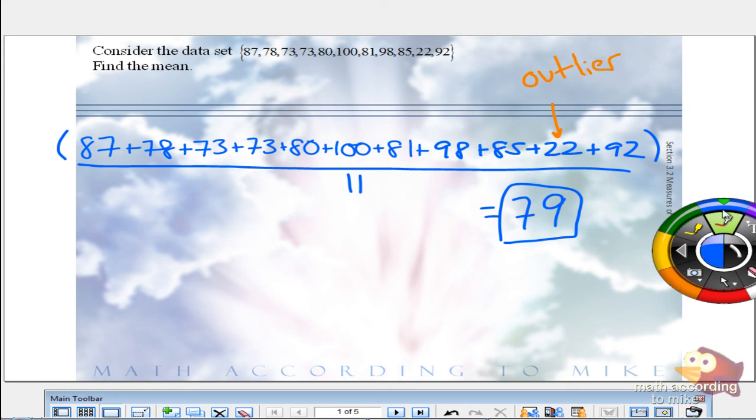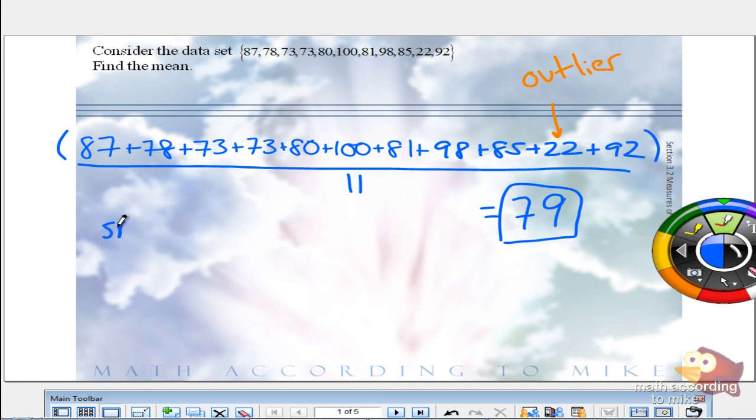Now, mathematically in stats, you're going to learn how to find outliers. There's a formula for them, but I'm just telling you now that we can visually see that it's nowhere near the other scores. That's the mean. But whether it's a population or a sample will affect the notation.